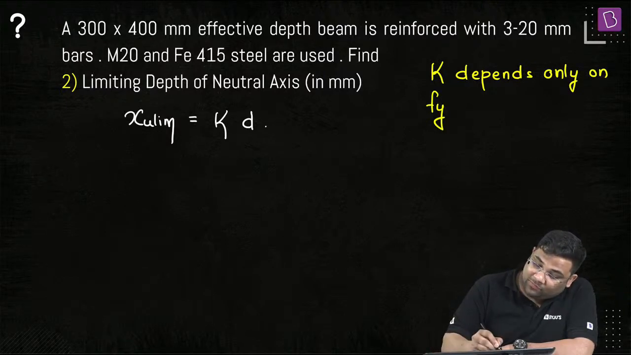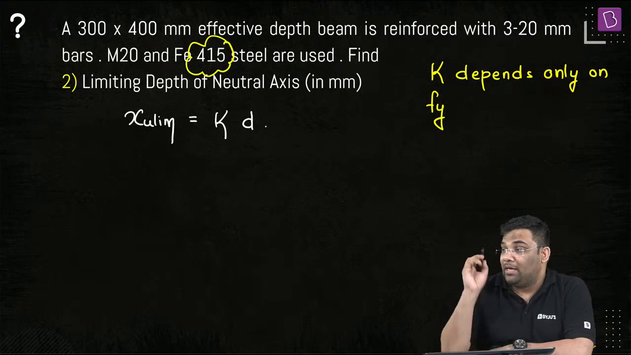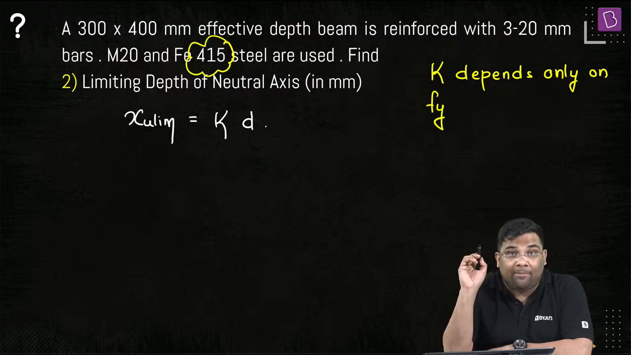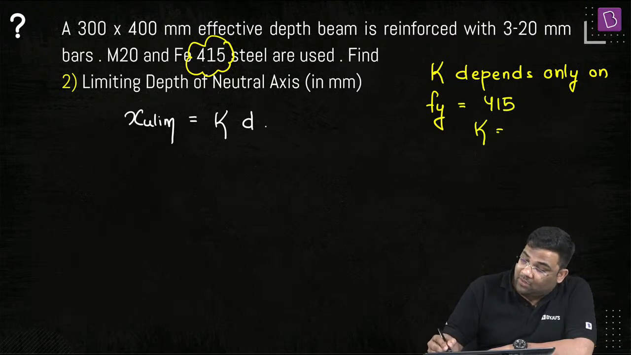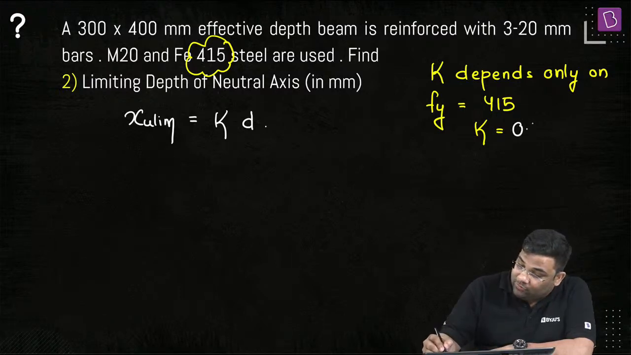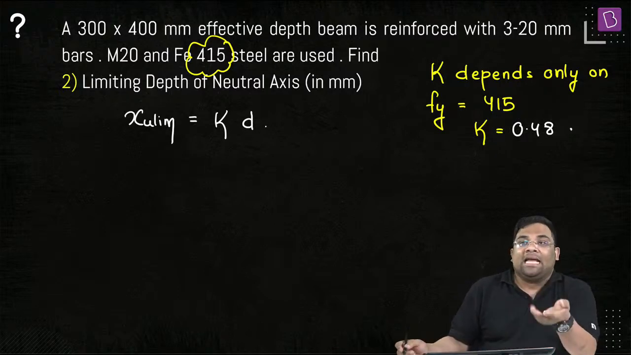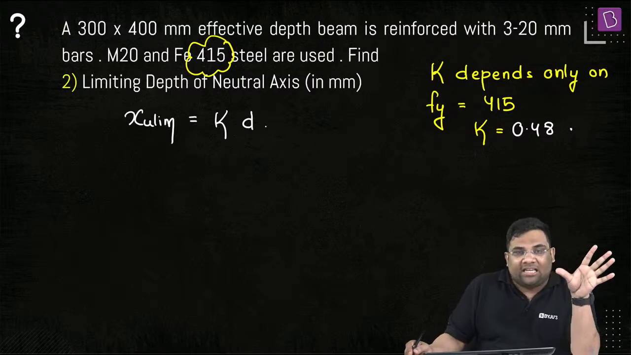So fy is how much? 415 steel. So for 415, fy is 415. And what is the value of K then? It is 0.48. Very good.